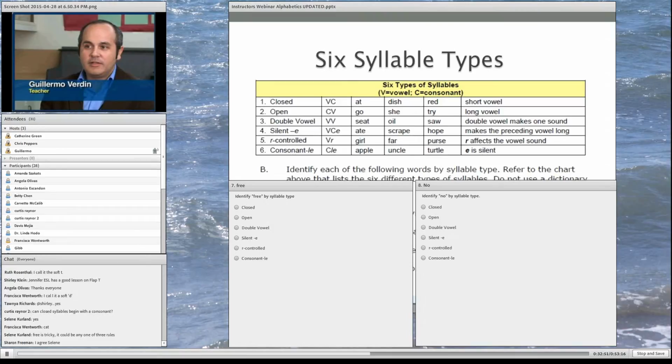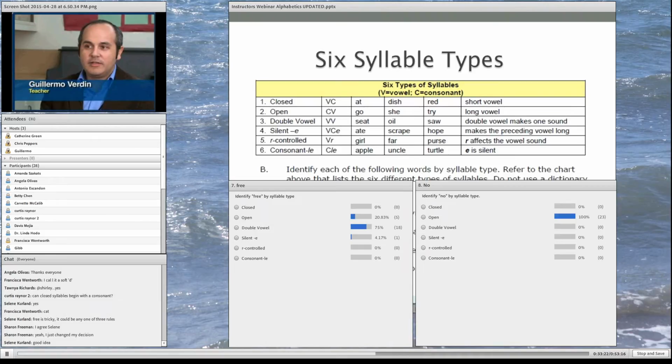To keep it simple for myself, I go with the double vowel. Only because with the silent E, usually you have vowel, consonant plus the silent E. But since I have two vowels here, I just keep it simple. Thanks, Sharon. So free, you guys, double vowel. And no, open. Okay, good. We have a unanimous answer there.